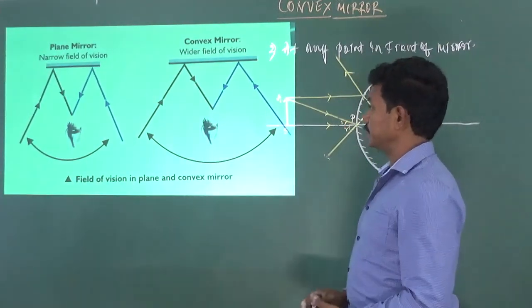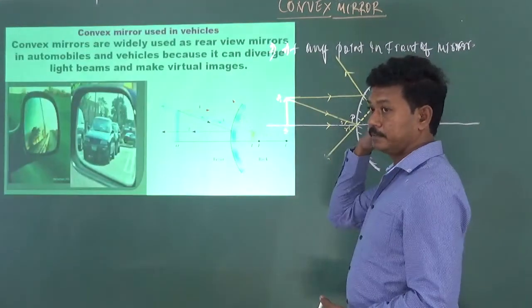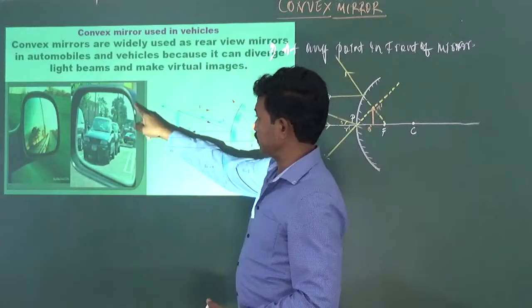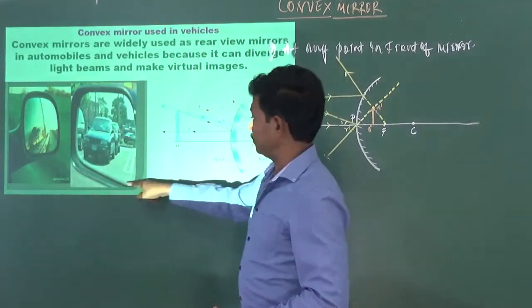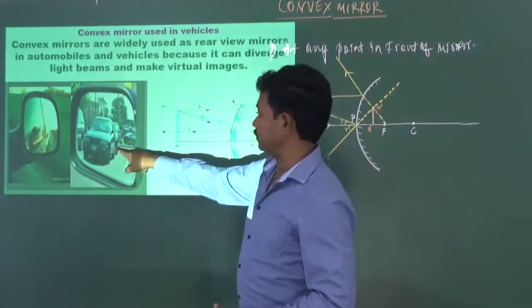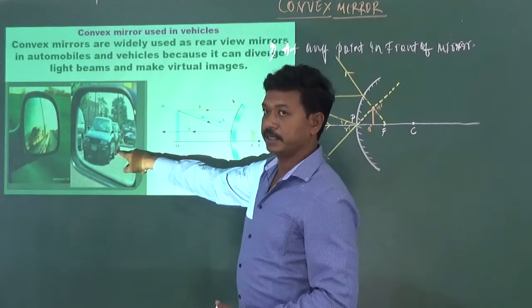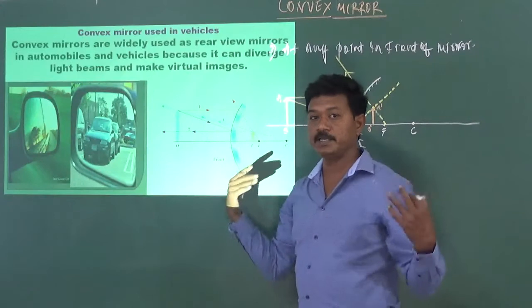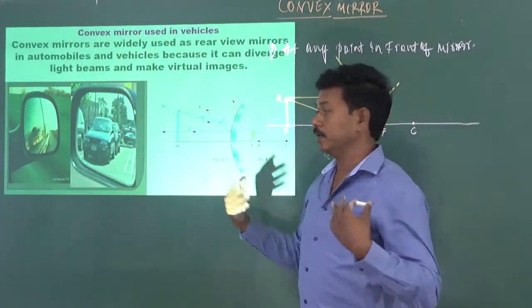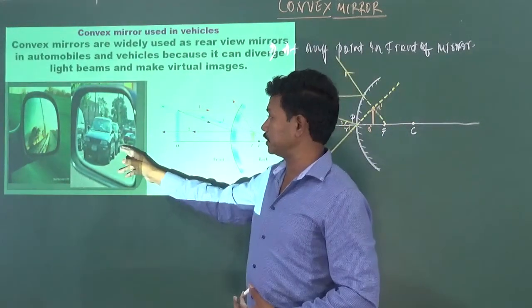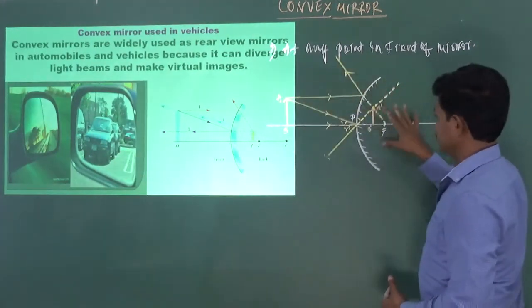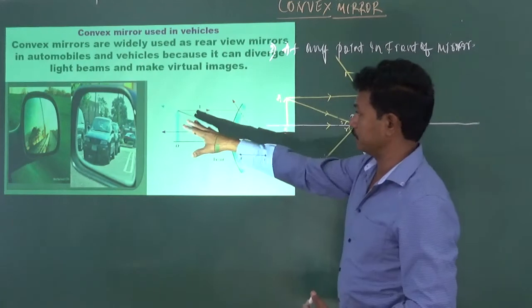So going to the next one. This is the convex mirror used in vehicles. Here you can see the rear view mirror. Inside that you can see the image of the traffic behind the car. The actual size of the car behind the vehicle is very big, but the image of that particular object can be seen as a very small object, due to this concept which is happening inside the mirror here.